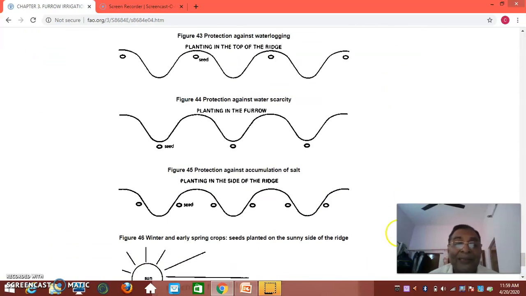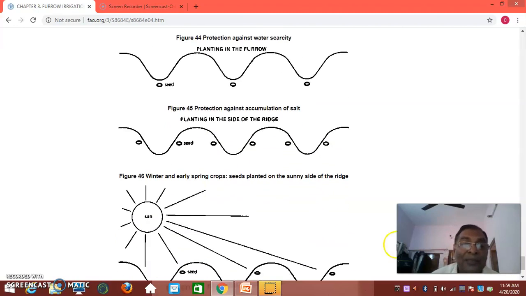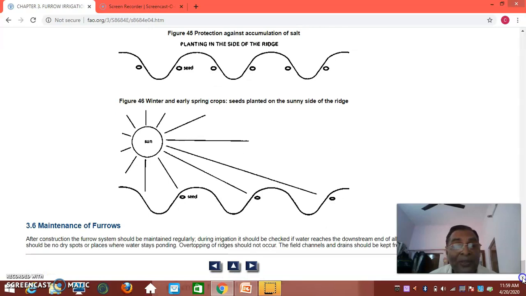See, planting on the side of the ridge gives protection against accumulation of salts. If you feel that salts are accumulating in the furrows, then seeds are planted here. You can even turn the seeding to face the sunshine, the sunny side of the ridge. So there are several such methods you can adopt while doing furrow irrigation.